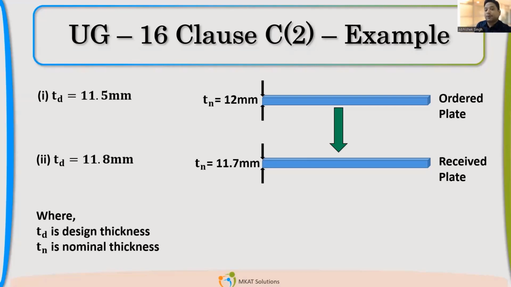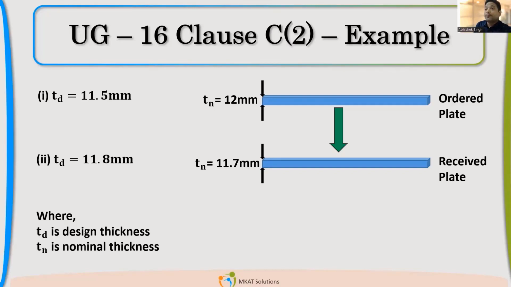So in the case we took, 9.8 is my design thickness. After under tolerance, I'll get 9.7. So what is the difference? It's 0.1 mm. If the difference is less than 0.3, now this 0.3 is not the under tolerance, this is the requirement of the clause. The requirement is the minimum of 0.3 and 6% of the design thickness.